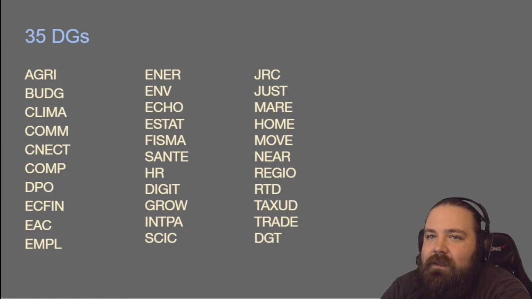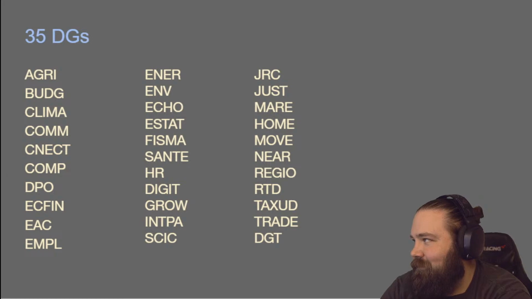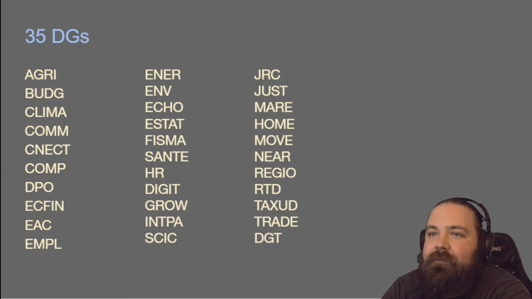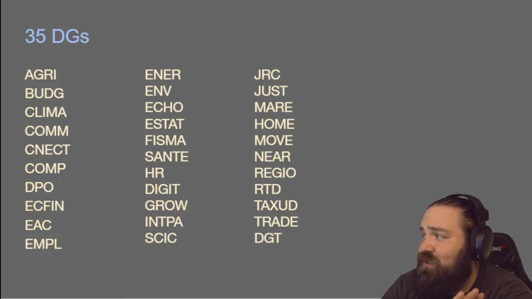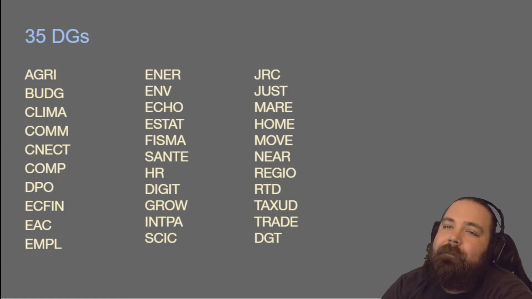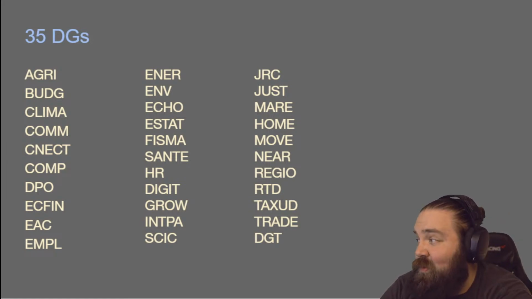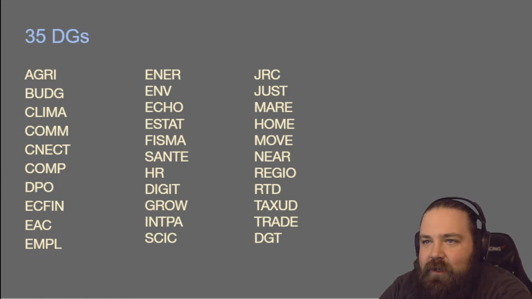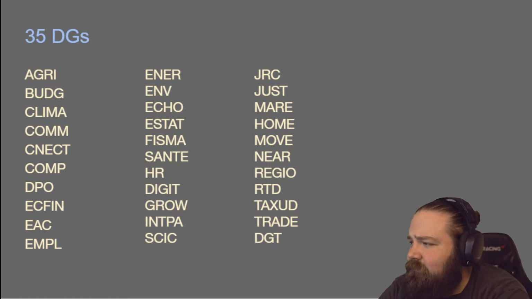MARE is Maritime Affairs and Fisheries. They deal with European fish and fishing, which is actually a surprisingly complex issue. It's really complex. So it's kind of important to make sure that all the fishing rights are being dealt with. Home is the Migration and Home Affairs. Think of that as kind of internal movement of populations.